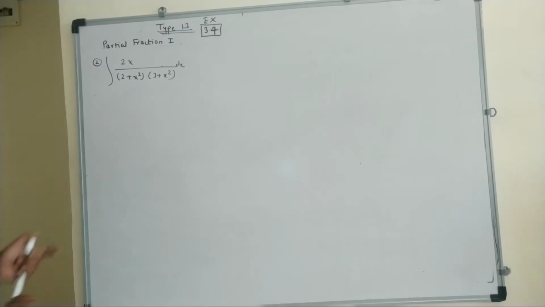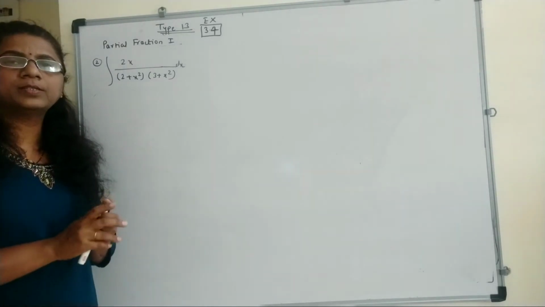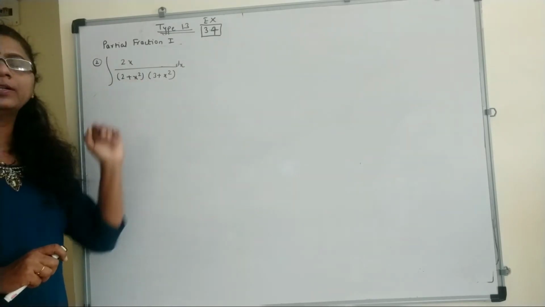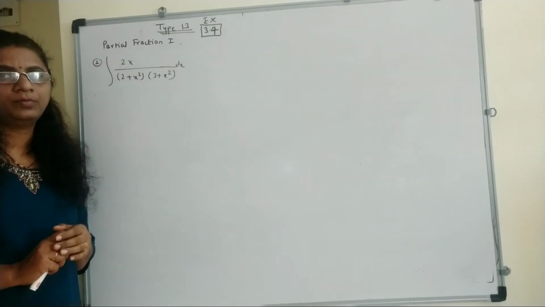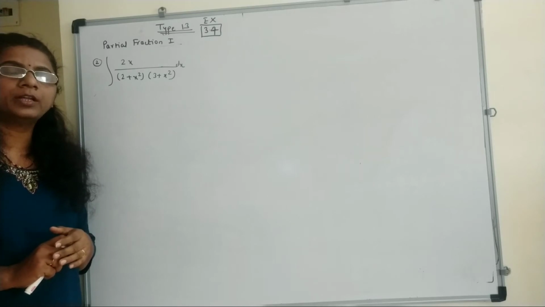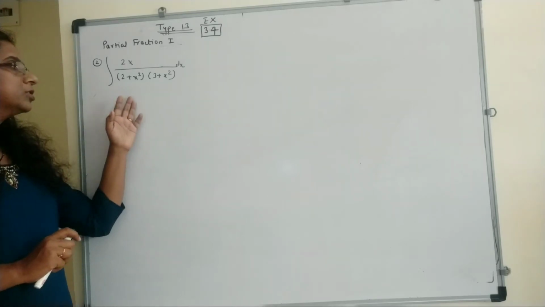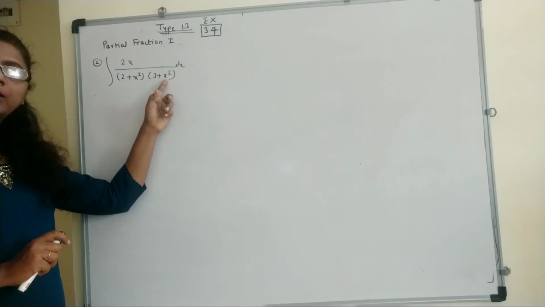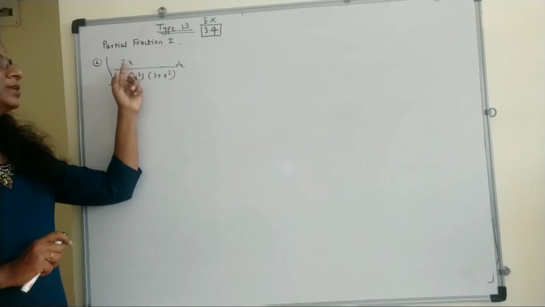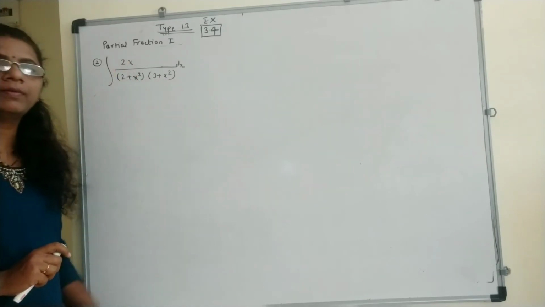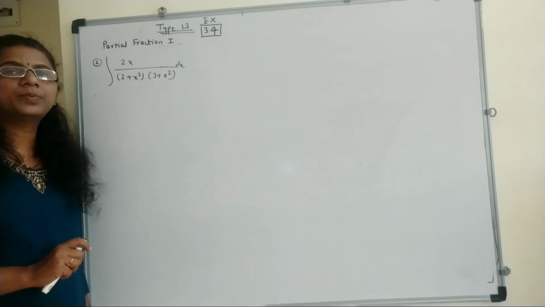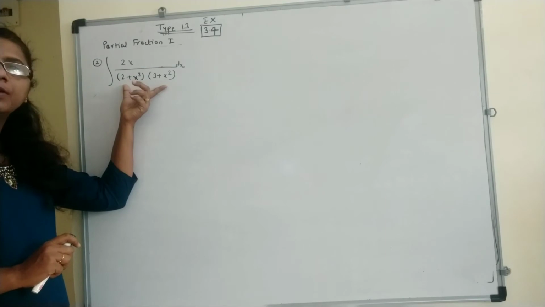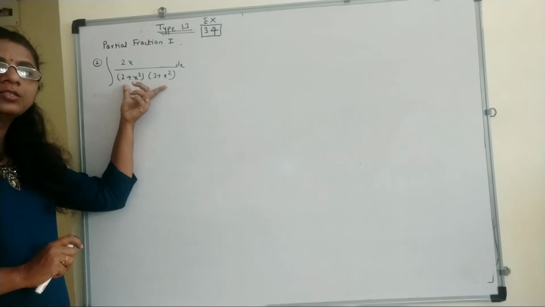See here, in the next question, if you consider this question, the denominator is not in linear form. It is a quadratic form. But you can see that if you substitute x square, the derivative of x square is 2x, which is present inside the integration, so this type is based on the substitution method.